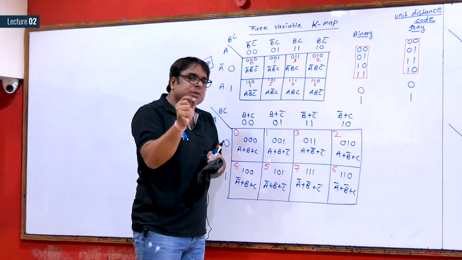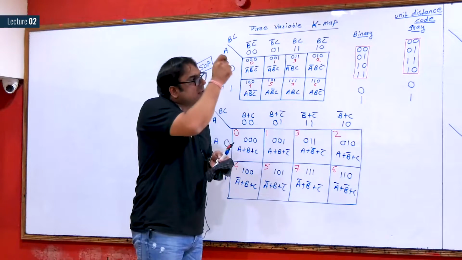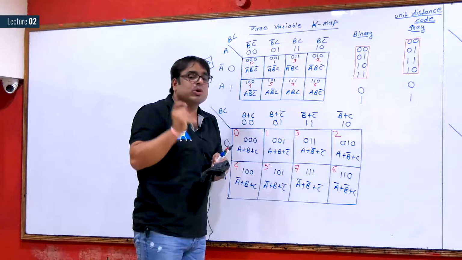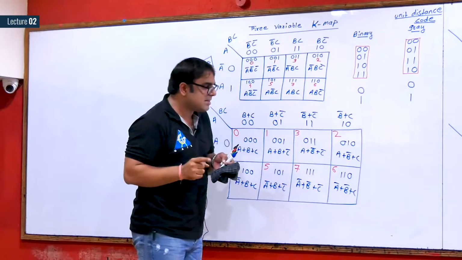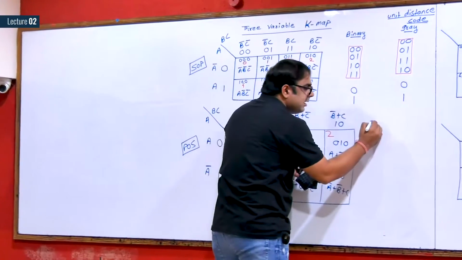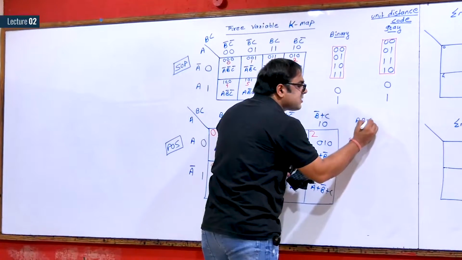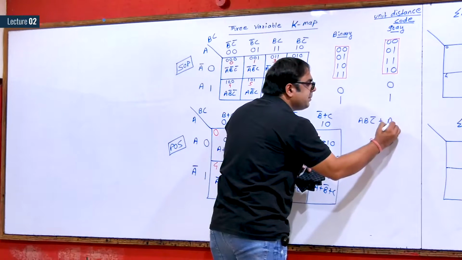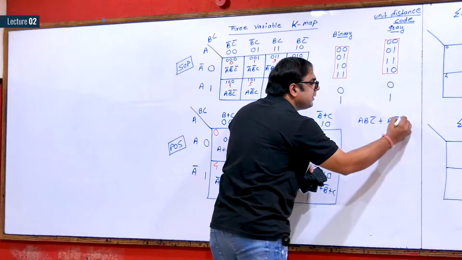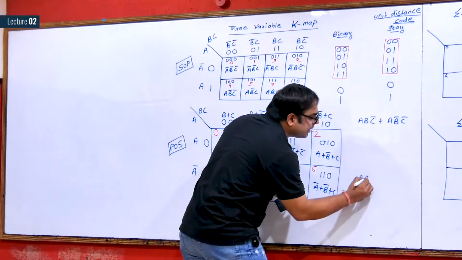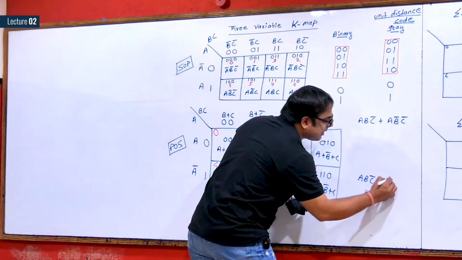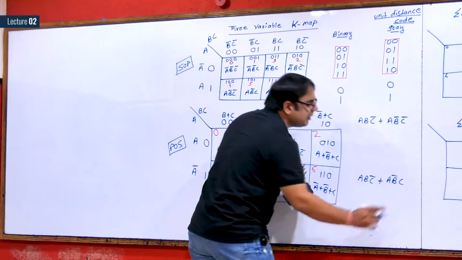Now, let me tell you in short what is actually a unit distance code and how it helps in minimization. Please see. Consider the expression ABC complement plus AB complement C complement. And consider another expression, ABC complement plus AB complement C.